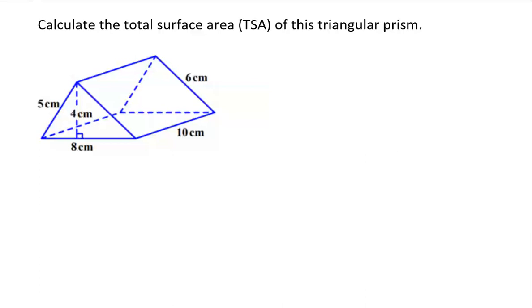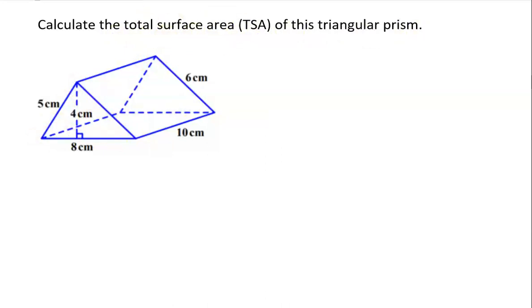In this example, we're going to calculate the total surface area of this triangular prism. Now, this is a triangular prism because it has a triangular front face or cross section. That face is the same on the back. And we're trying to find the total surface area.